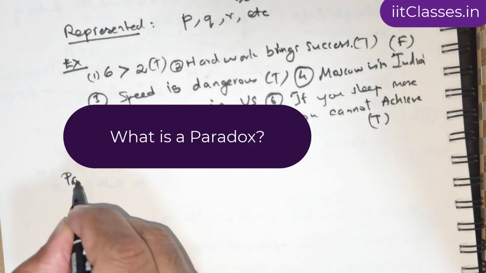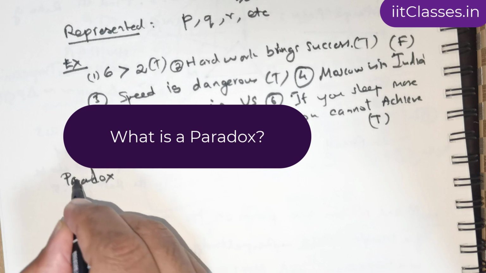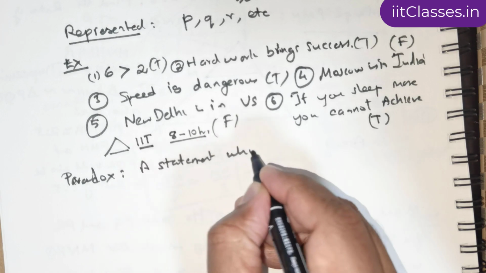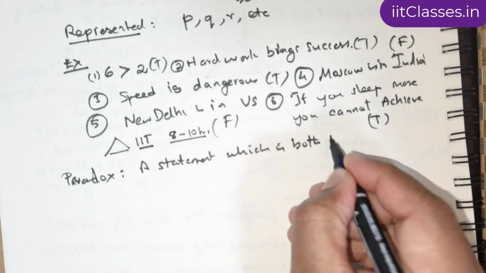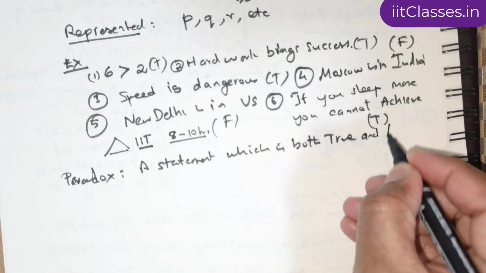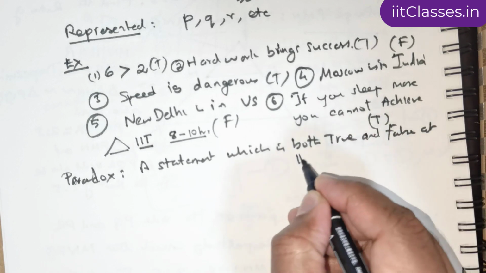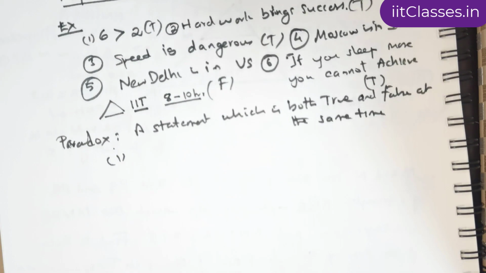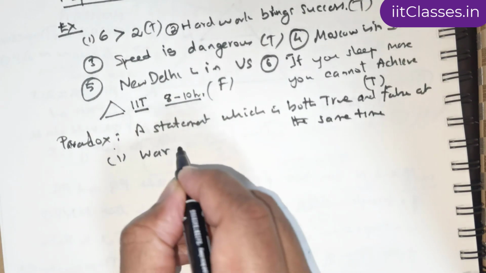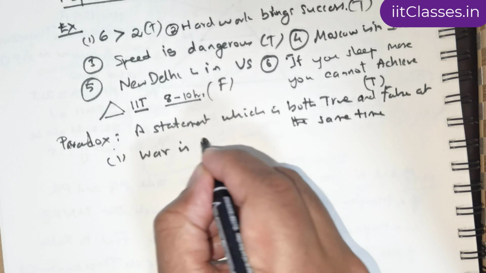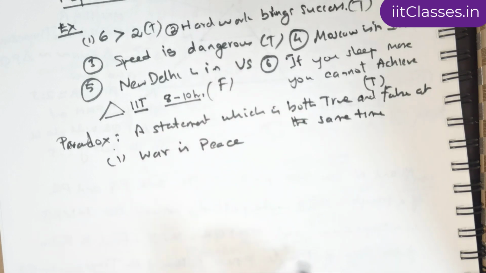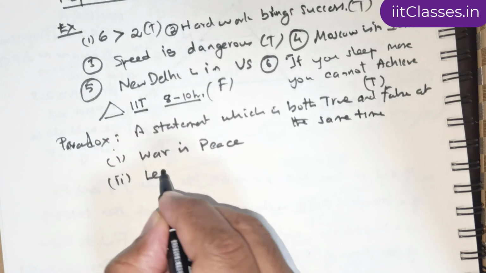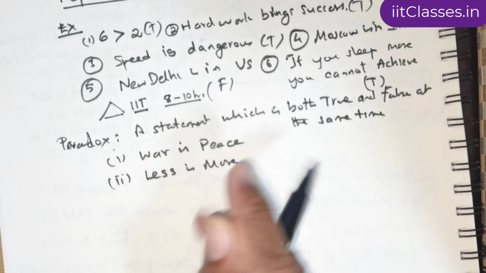Next, you will have to know what is a paradox. A statement which is both true and false at the same time. Say the first example is war is peace. What can you make out of this? Number 2, less is more. What can you make out of it?